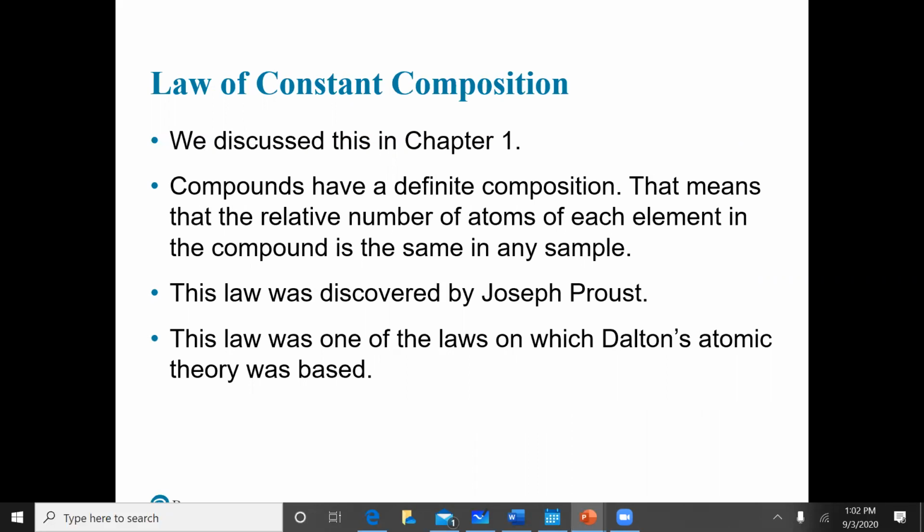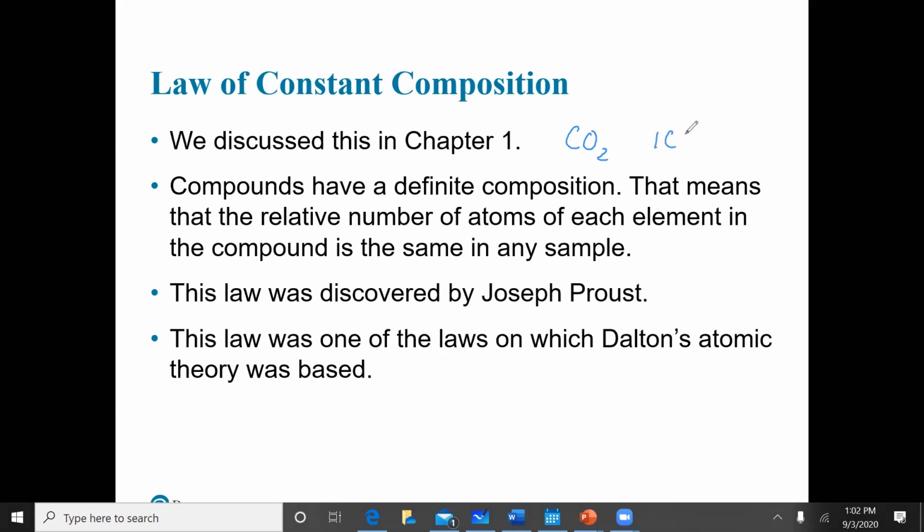It's one of the basic laws of his theory. As far as an example, CO2. The relationship in CO2 is 1 carbon for every 2 oxygens. That is what makes CO2 CO2. If we instead were dealing with the more nefarious carbon monoxide, CO, that's 1 carbon for every 1 oxygen, okay?